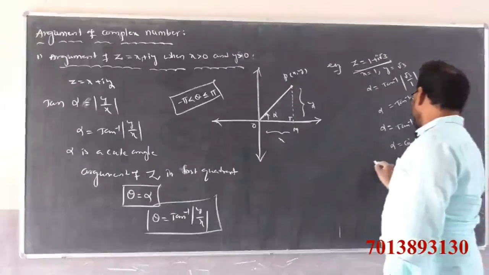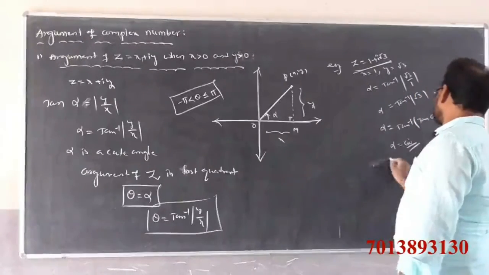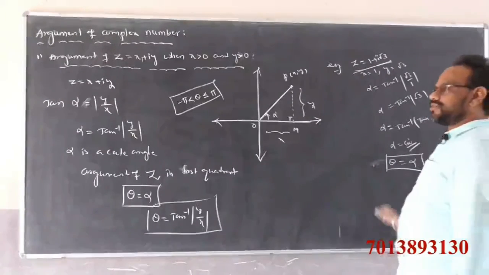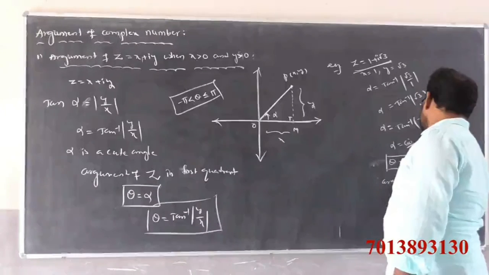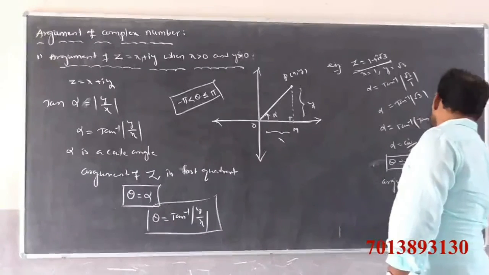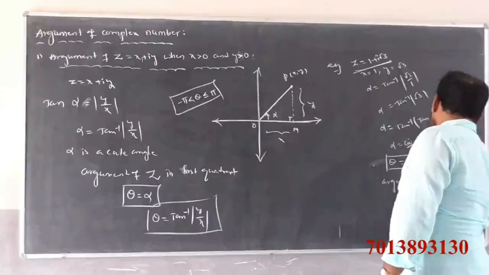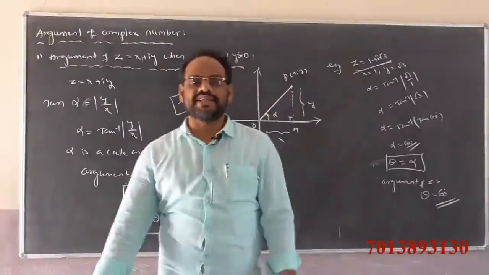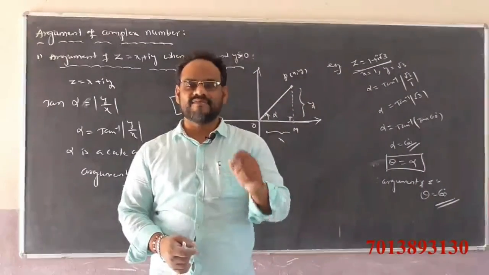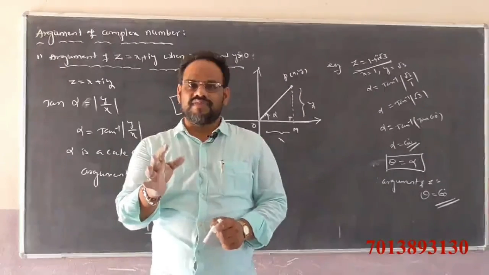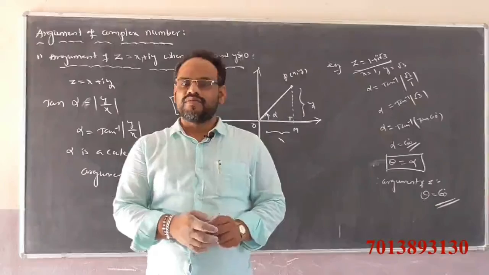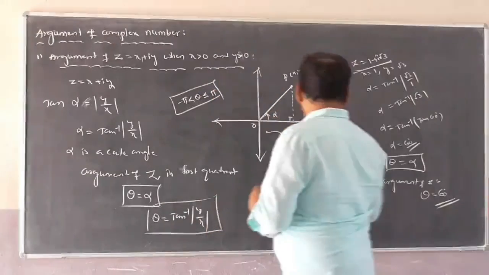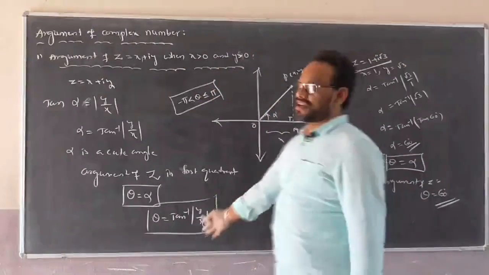So clearly, the argument of z in the first quadrant is theta equal to alpha. Therefore, the argument of z is theta equal to 60 degrees. If it lies in the first quadrant, theta is equal to alpha. First of all, find alpha, which is tan inverse of y by x. In the first quadrant, theta is equal to alpha, that is, theta is equal to tan inverse of y by x.